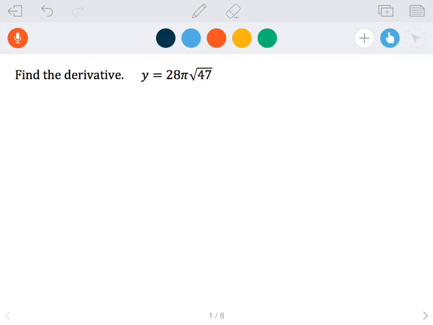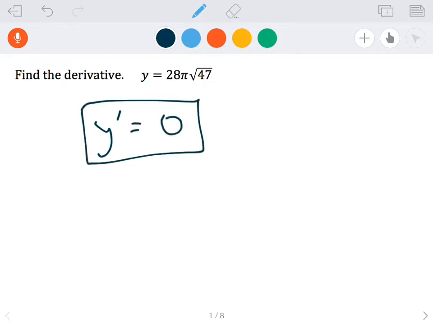Alright, let's find some derivatives. Find the derivative of y equals 28 pi times the square root of 47. It doesn't matter how complicated the constant is, if it's just a number, then the derivative is 0. 28's a constant, pi is a constant, square roots are constant, and so the whole thing is just a straight, horizontal line, and so my derivative is 0.